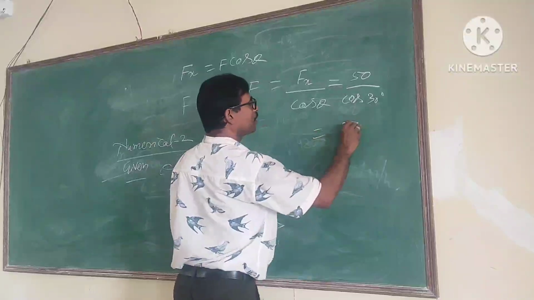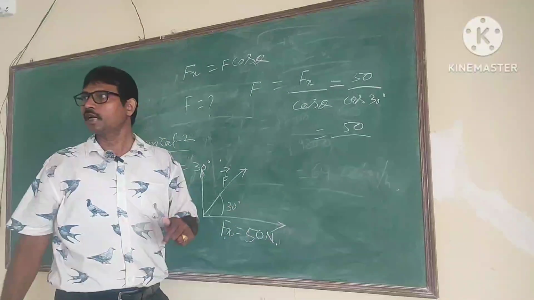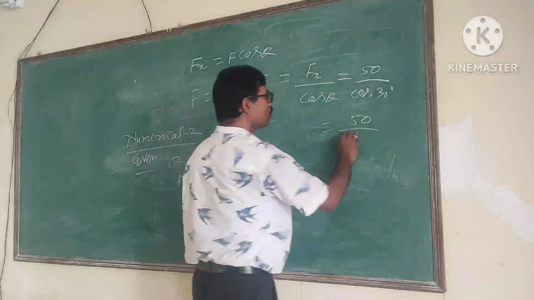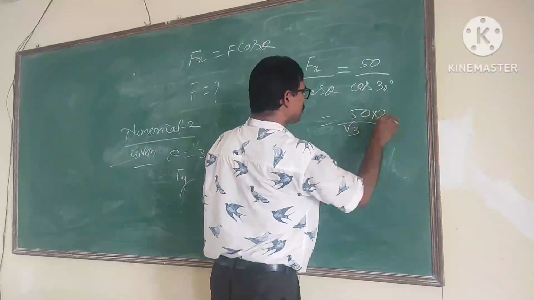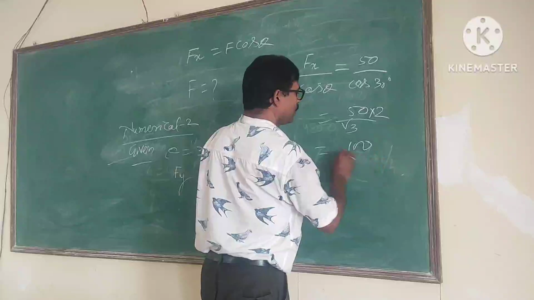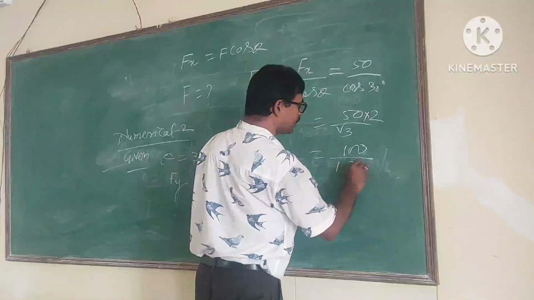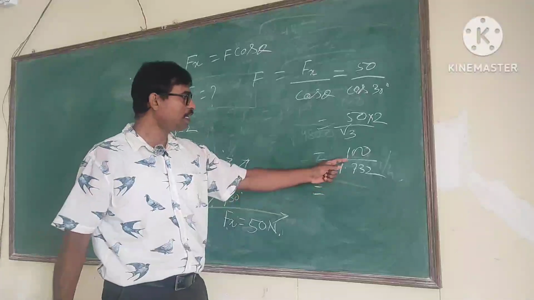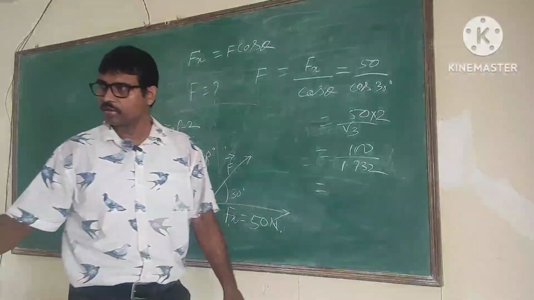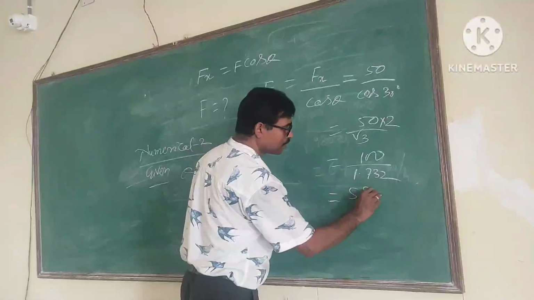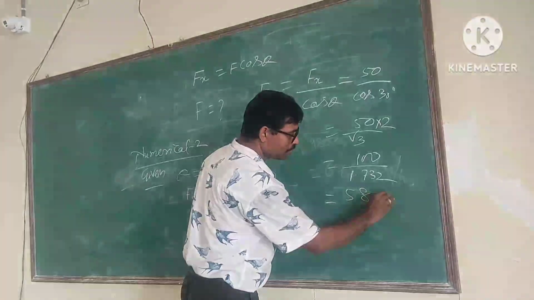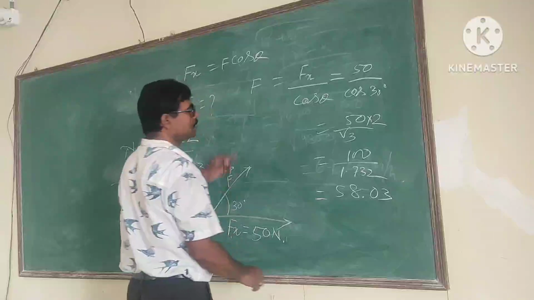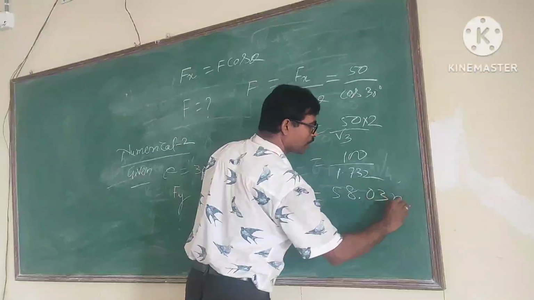So 50 divided by cos 30. Cos 30 is how much? Cos 30 is root 3 by 2. So if you multiply, 100 by root 3, 1.73. So how much is it coming? 100 divided by 1.73, it is 58.0. This is Newton.